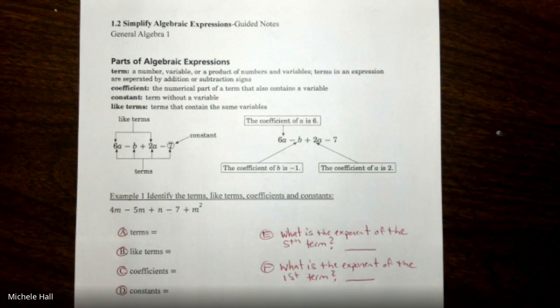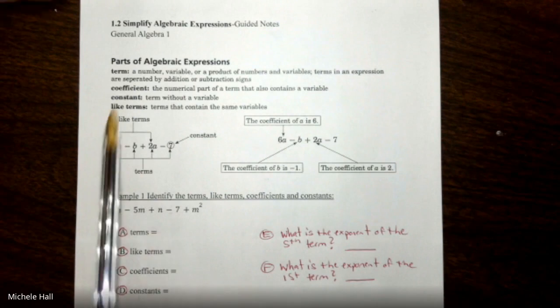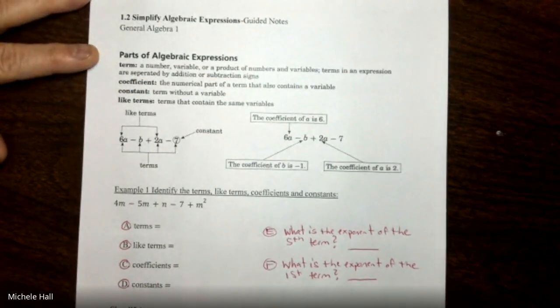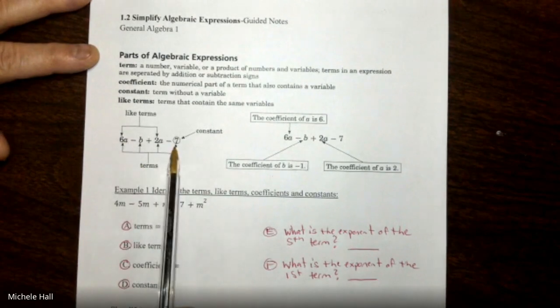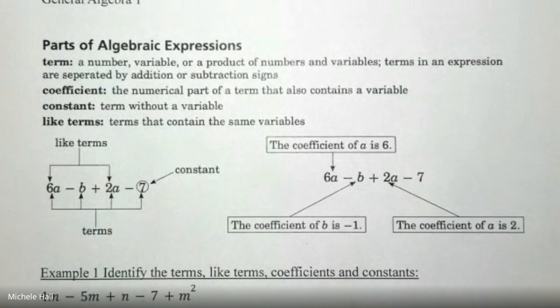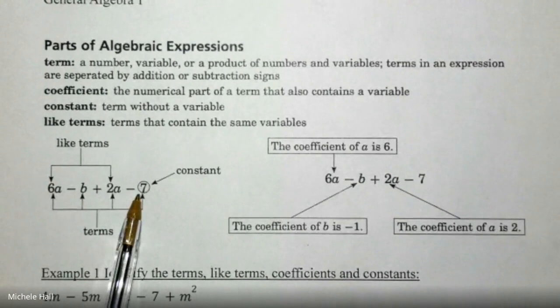1.2, simplify algebraic expressions. We are going to be looking at the parts of an algebraic expression. In your notes, you should copy down this expression right here. We have 6a minus b plus 2a minus 7. There are some definition words that you should have, so copy down this expression.